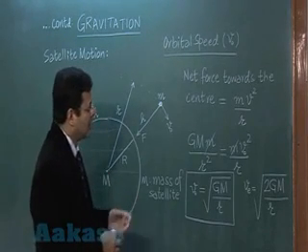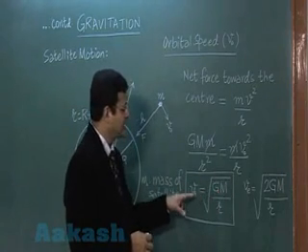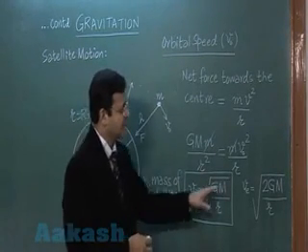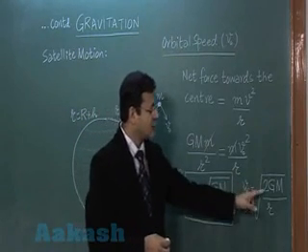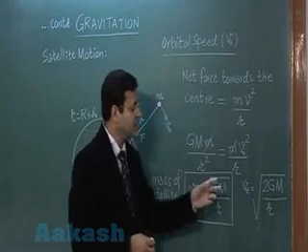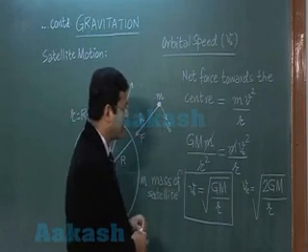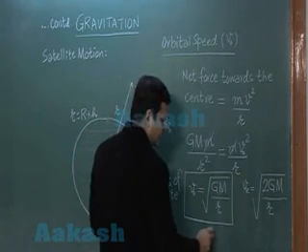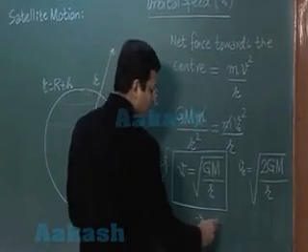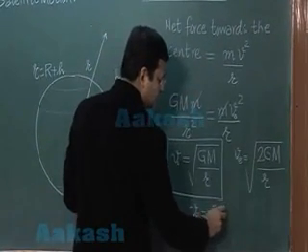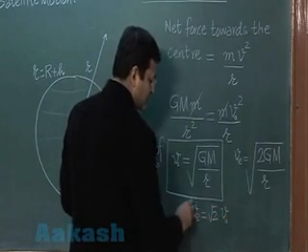But right now, if you correlate the orbital speed of a satellite with the escape speed of the satellite, then you can see it's only the factor of root 2 which is extra in the expression of escape speed of a satellite. So in case you correlate these two, then you get a very important relation: escape speed is equal to root 2 times the orbital speed. You understand?